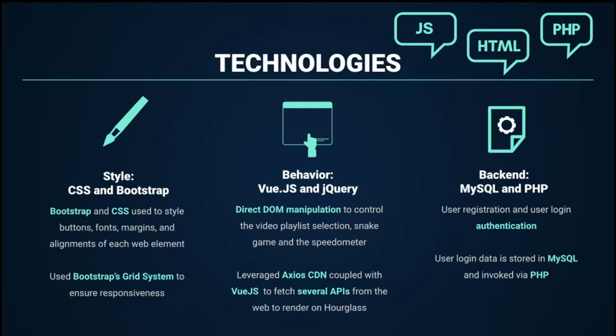Coming to the technologies that our team used for our project, we made use of CSS, Bootstrap, JavaScript, Vue.js, jQuery, MySQL, and PHP. We used CSS and Bootstrap for styling and to ensure responsiveness. We also made use of DOM manipulation in various parts of our web page, like for example, the video section, game section, and the homepage as well. Also, we use Axios CDN and Vue.js to fetch APIs from the web. Lastly, for backend, we made use of MySQL and PHP for user login authentication.